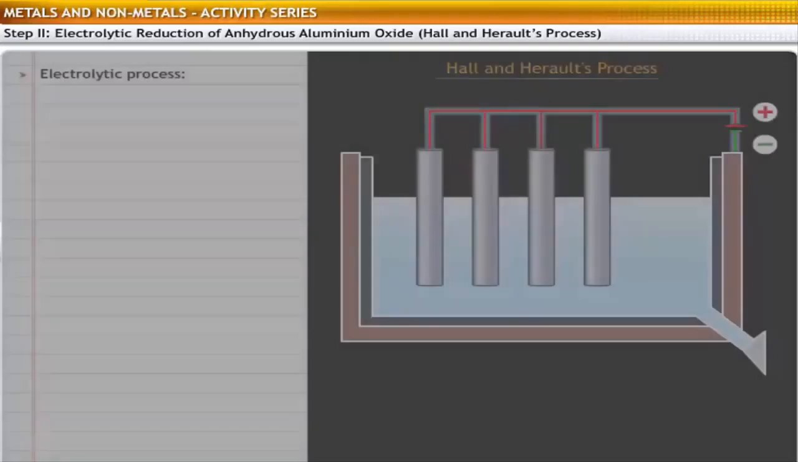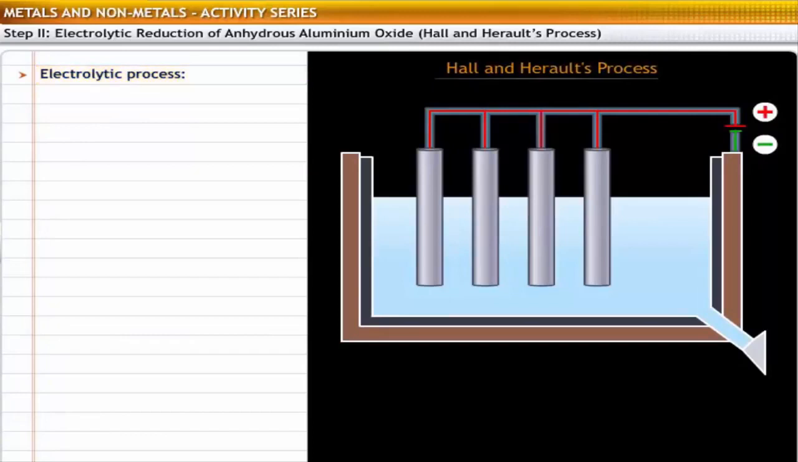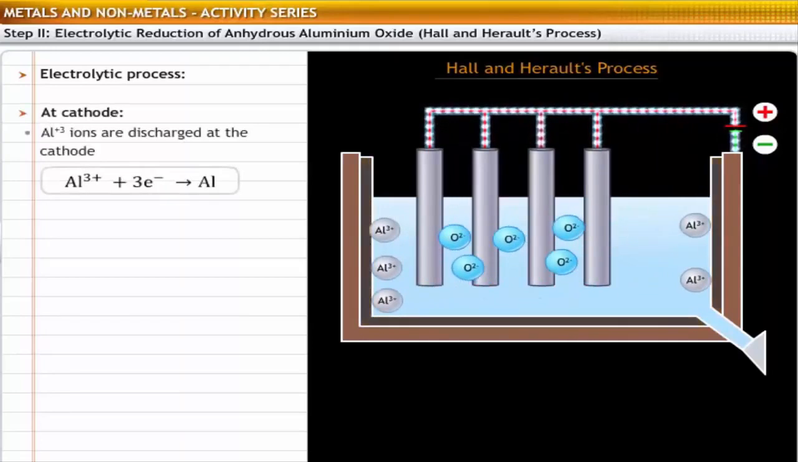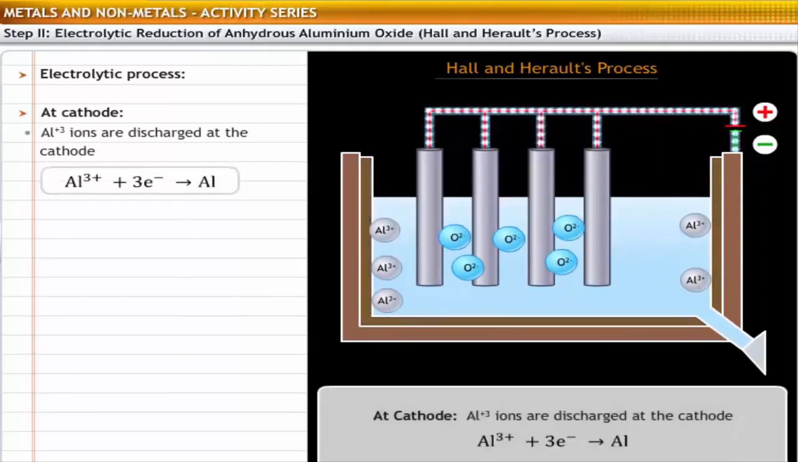In the electrolytic process, electricity is passed through the electrolytic cell. Sodium, aluminium, and calcium ions migrate towards the cathode. The aluminium ions discharged at the cathode sink to the bottom of the tank and are periodically tapped off.